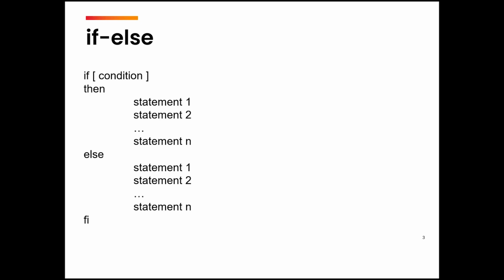So you write the opening bracket, give space, and then write the condition, whatever condition you want to evaluate. Again, after writing the condition, there's a space and then you close the bracket. So giving these spaces is very important. If you don't give it, it's going to give an error. So if condition, then you write what are the statements that you want to execute if the condition is true. So if the condition is true, then all the statements following then will be executed.